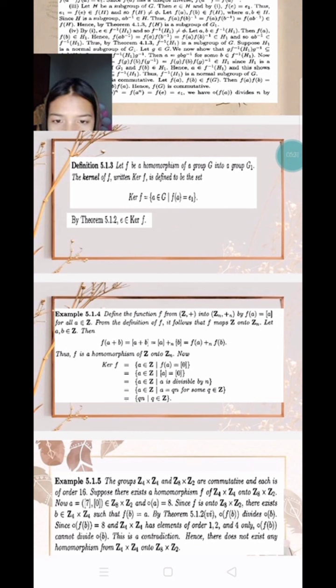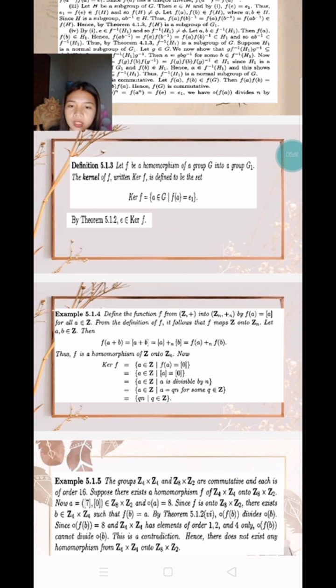I mean f(A plus B) is equal to the class of A plus B, which is equal to the class of A plus sub n the class of B, which is equal to f(A) plus sub n f(B). So thus f is a homomorphism of Z onto Z sub n.